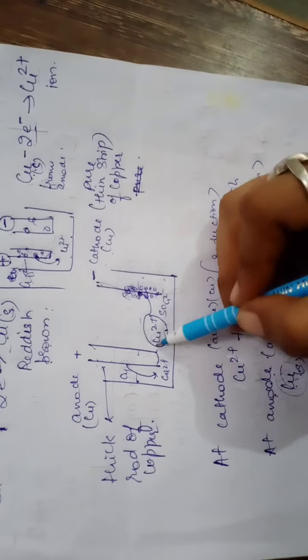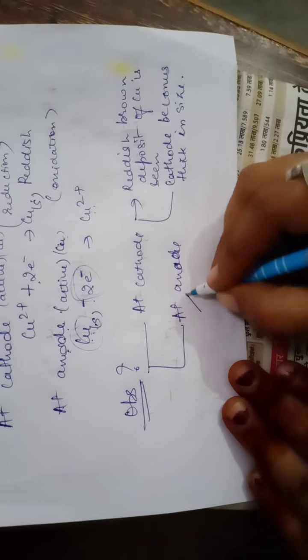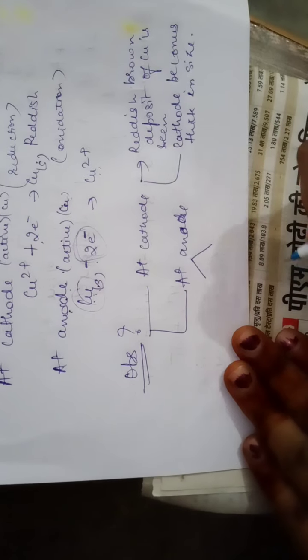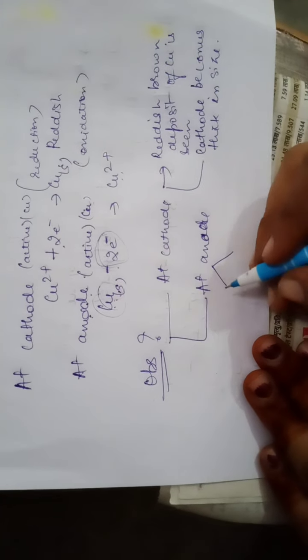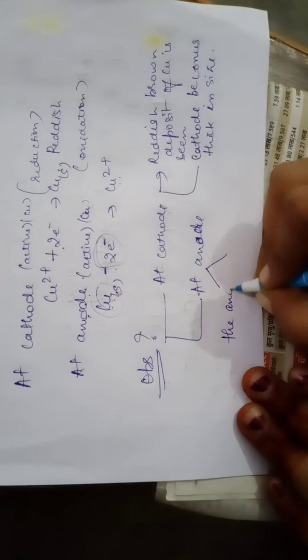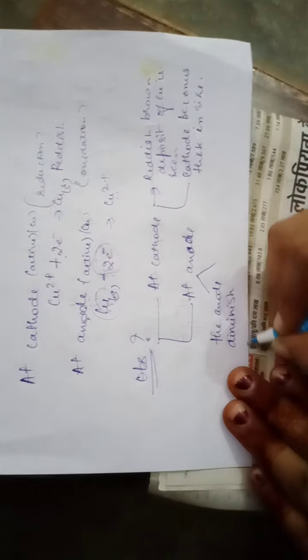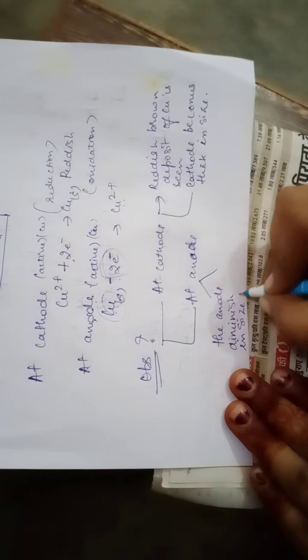Because all the copper goes there and gets deposited, so it will increase in size. The size will increase. Now what happens at the anode? The anode diminishes in size. The anode will diminish in size.